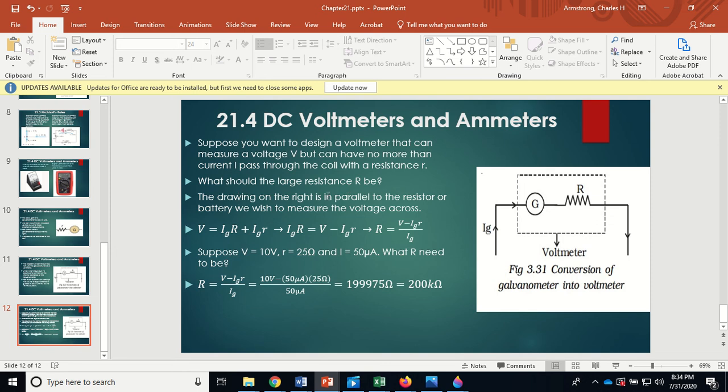Okay, the drawing on the right is in parallel with the resistor or battery which we want to measure. The thing we want to measure is down here. So current comes in like this. Most of it goes this way, but some of it goes this way. Okay, a big resistor compared to whatever this resistance is.